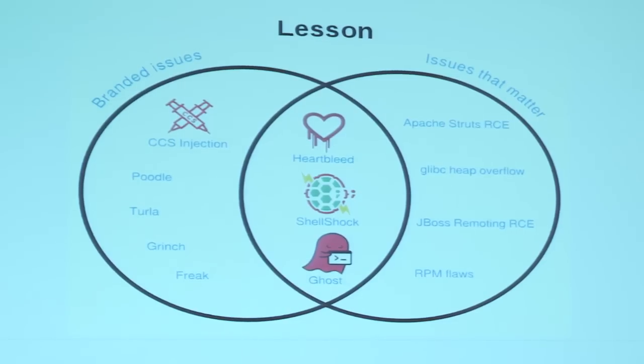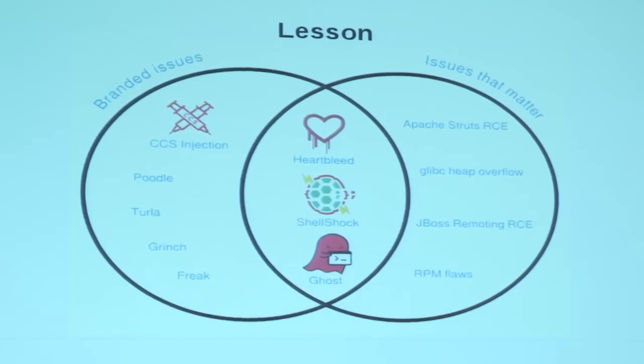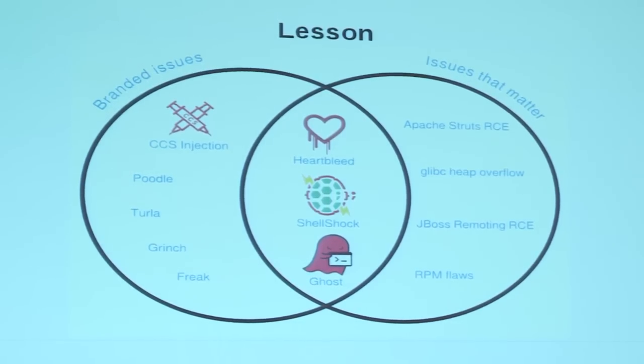But then not all of them have logos, because you got Poodle, Turla, Grinch, and Freak, no logos. CCS Injection had a logo. But so you kind of get the idea. Just because something gets a fancy name doesn't necessarily mean it's going to be a super serious issue and something we need to deal with right away. Now, additionally, there's some other issues over there. Apache Struts, glibc was a thing with name resolution. JBoss, remote execution, and RPM flaws.